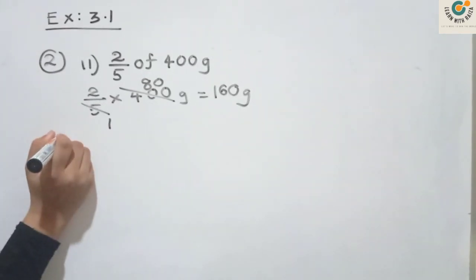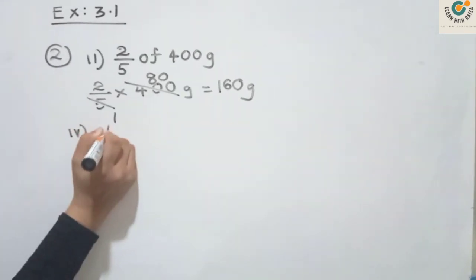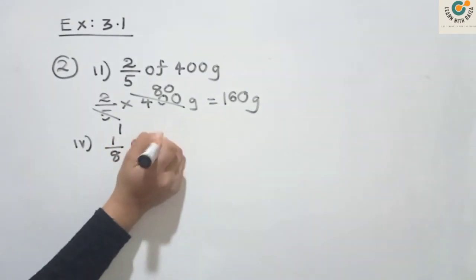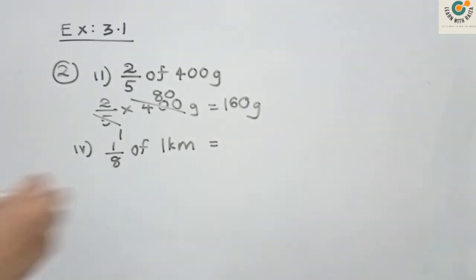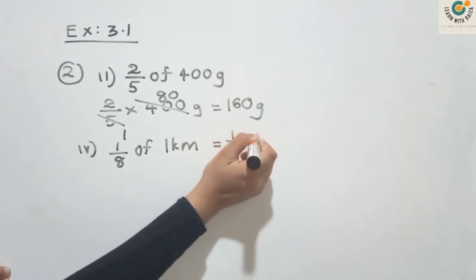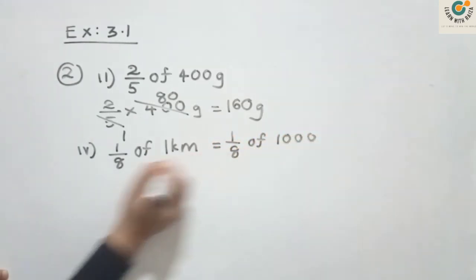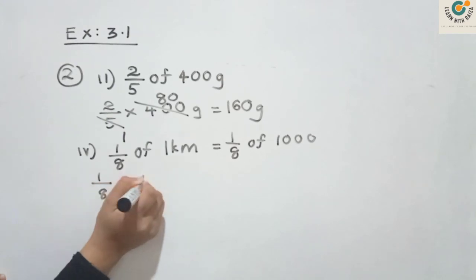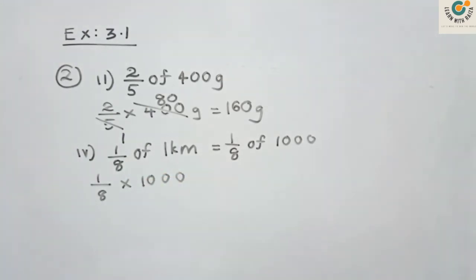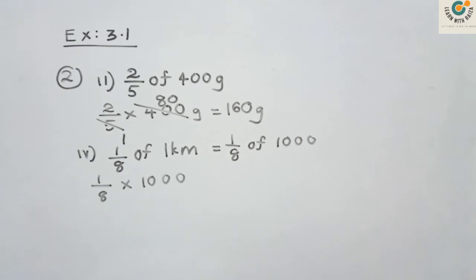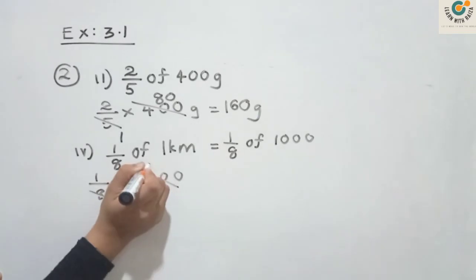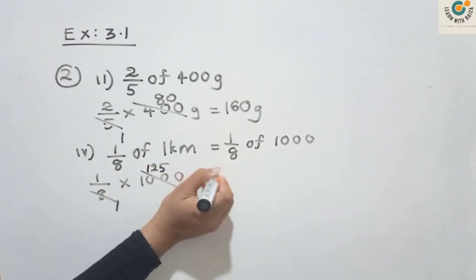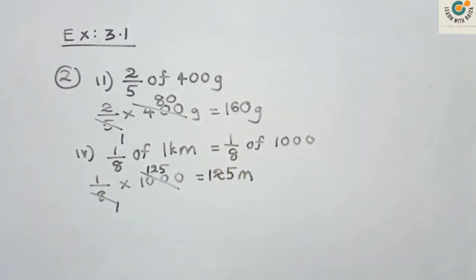And the next one I would like to take is the fourth one. How many meters is 1/8 of 1 kilometer? Here 1 kilometer is given directly, but they are asking how many meters, so they want the answer in meters. The first thing you should do is convert that into meters as 1000. Now you can solve that: 1/8 into 1000. 1000 divided by 8, you are getting 125. That is 125 meters.